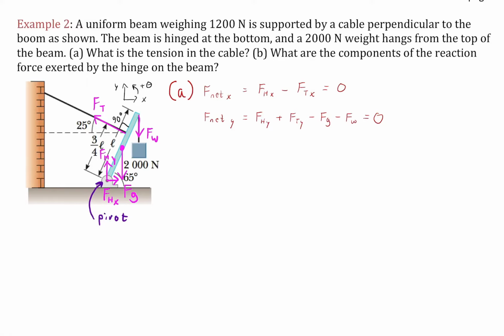So there's a vertical component of the hinge force, that's basically like the normal force. All right, we have a vertical component of the tension force, right? Because the tension has both horizontal and vertical components. We've got gravity, a gravitational force of the beam itself, and then a gravitational force of this extra weight that's attached to the end. Okay, and obviously equal to 0 because there's no acceleration.